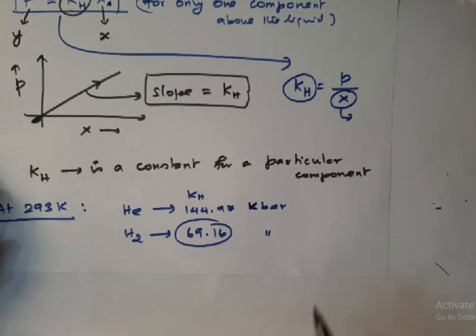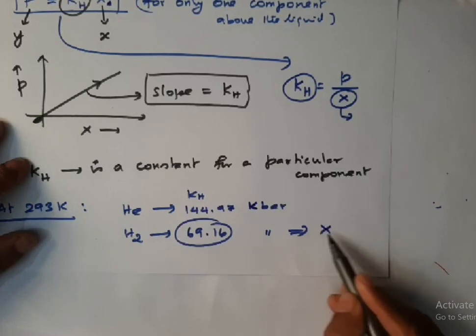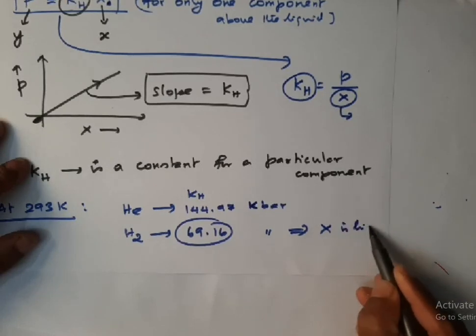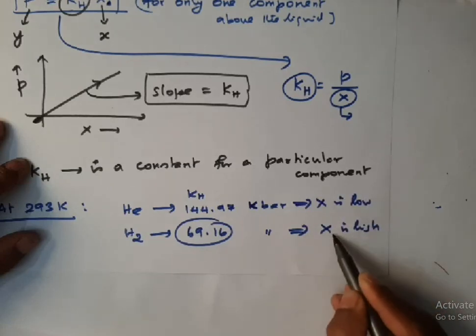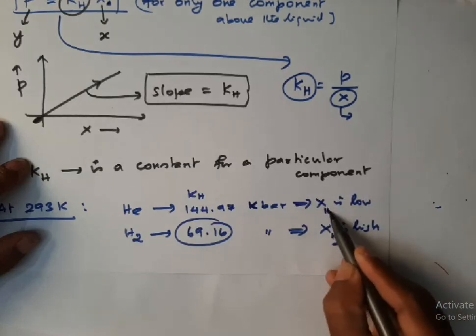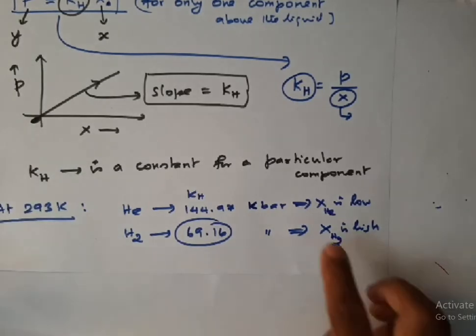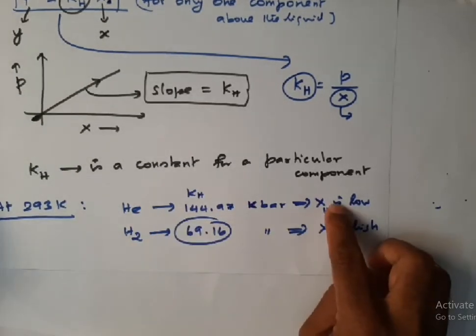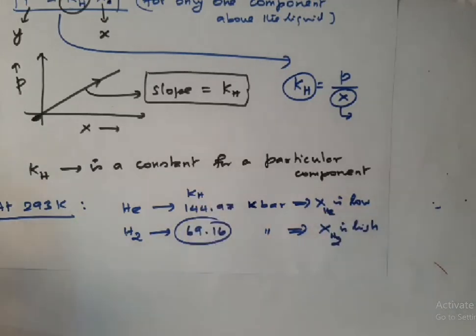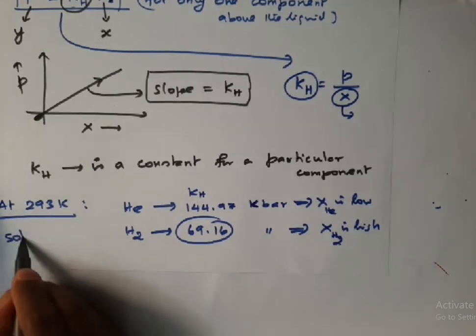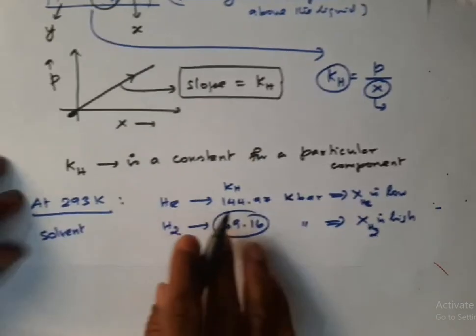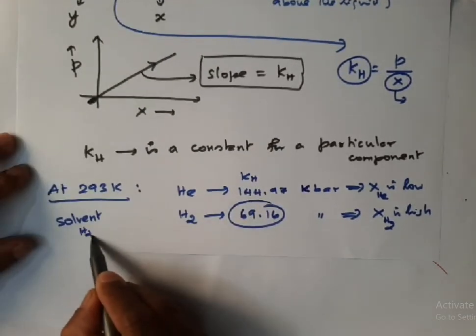Yes, sir. So here mole fraction is high, here mole fraction is low. Mole fraction of H2 is high, and mole fraction of helium is low, which means solubility of helium is lower. Here I didn't mention the solvent. Actually here the solvent is water.